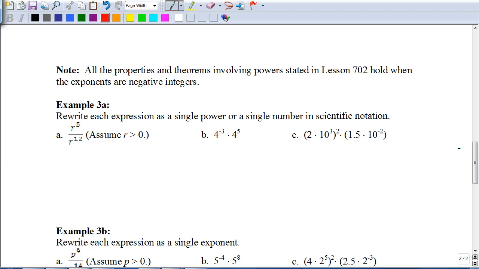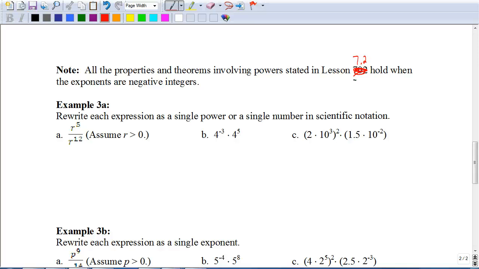Okay, let's look at some other things. Now, notice here it says all the properties and theorems involving powers stated in Lesson 7-2. So those same properties are true when the exponents are negative integers. For example, it says rewrite each expression as a single power or a single number in scientific notation.